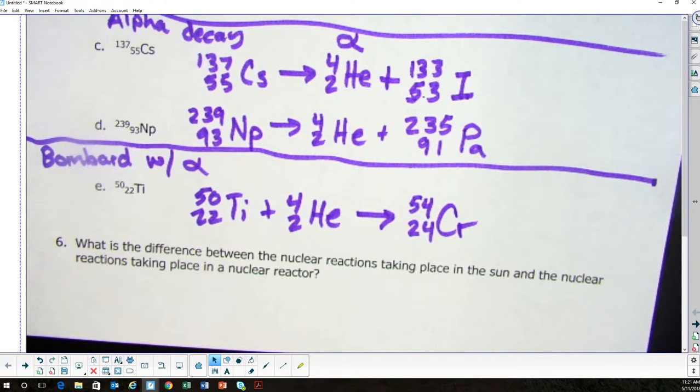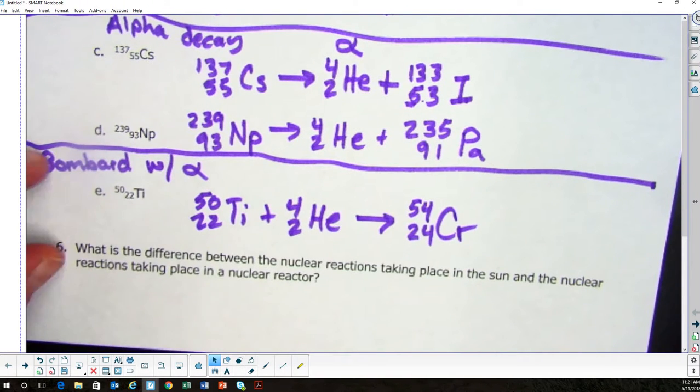So everything else we've done was decay, emit, and produce. The top part was decay, emit, produce. The bottom part I did a bombard. And if it doesn't clarify, should we just assume it's decay? It will let you know.